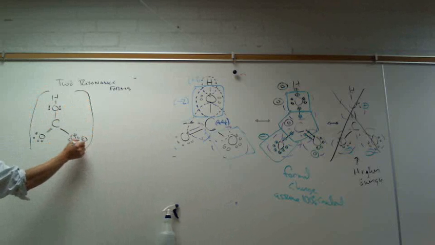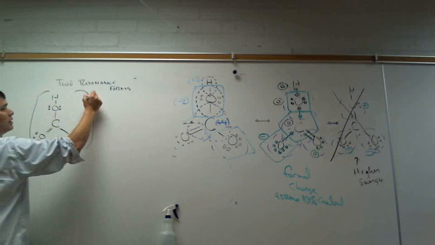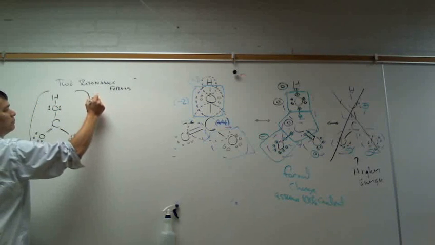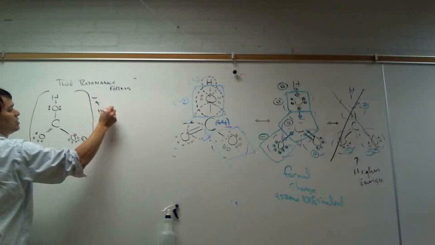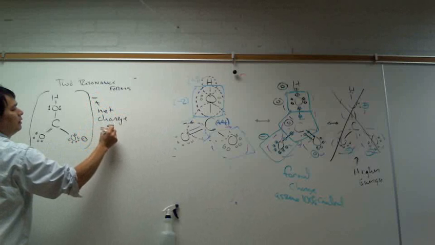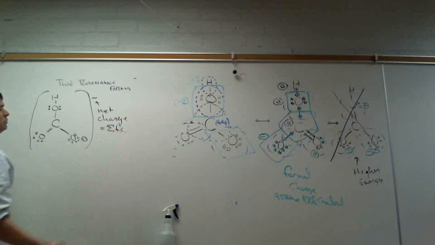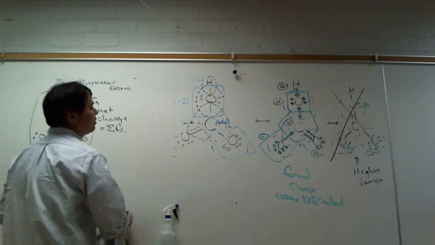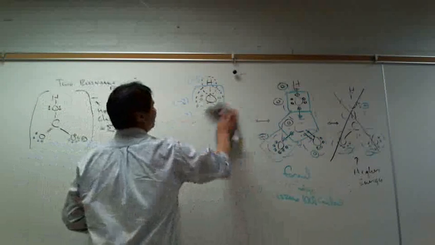We sum up all the formal charges to get the net charge. Net charge is equal to the sum of the formal charges. And then we show the 2 resonance forms using this double-headed arrow.